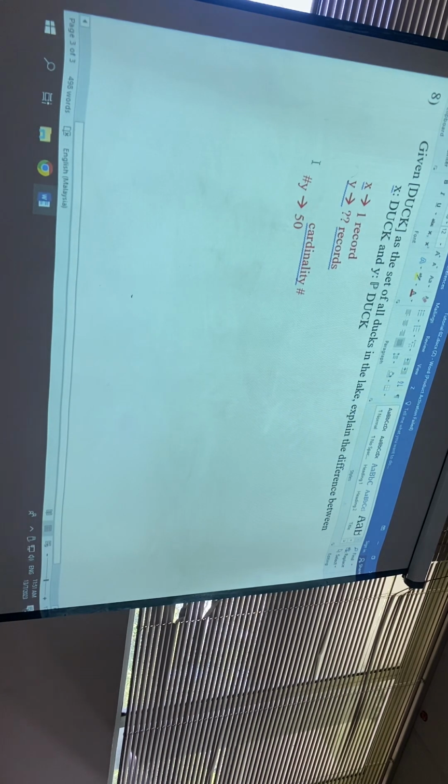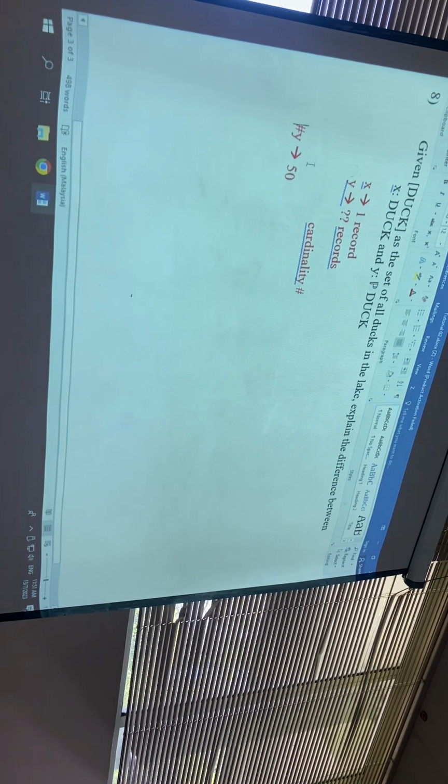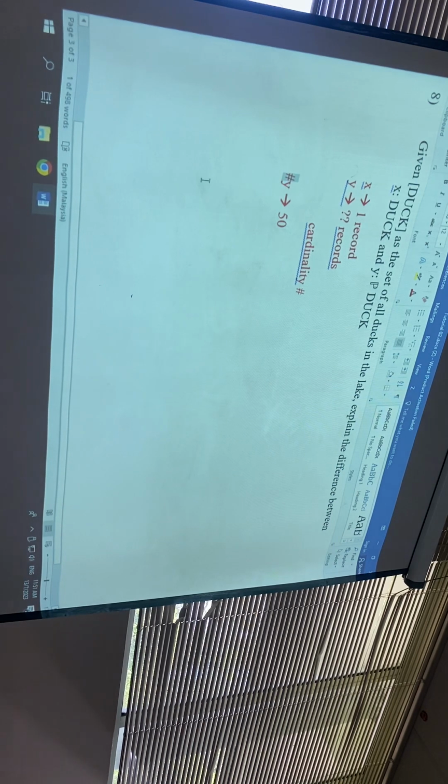Okay, you have to put the cardinality here, this symbol. This cardinality is to show the size of your records, how many records that you have, the size of your data. So if you do hashtag that, you will see that the data will be an integer value when you use cardinality.